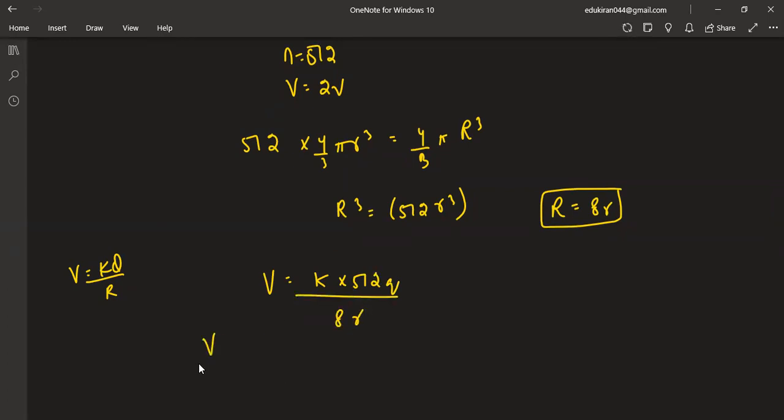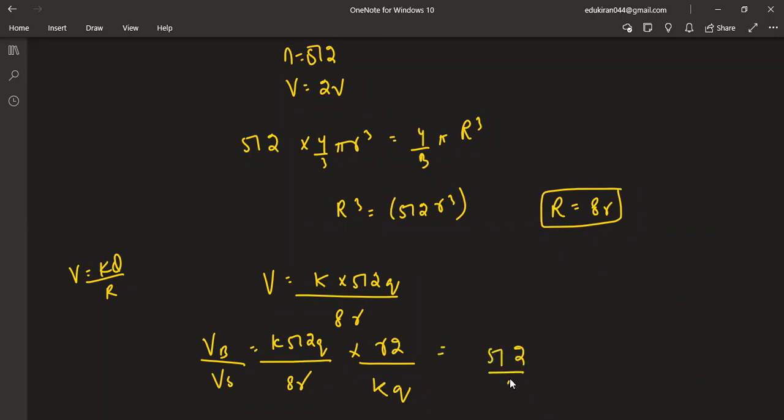So take the ratio V bigger by V smaller: K 512Q divided by 8R into 2R into R. If you write this, what will be left? KQ. No, 2 will also be there, no? Yes. So that will be 512 by 8, which will be 128 volt into 2. So 128 volt is the answer. Quickly note it down, then we'll see some other question, not of this type now.